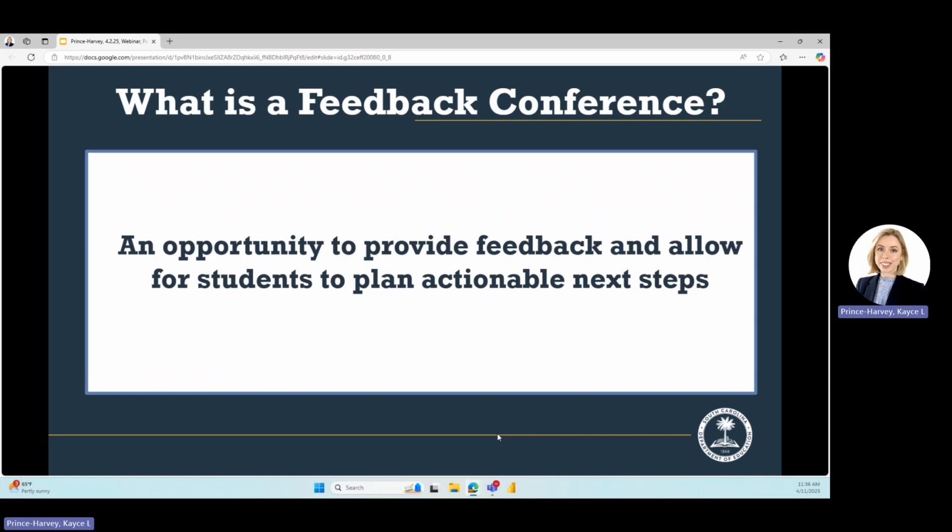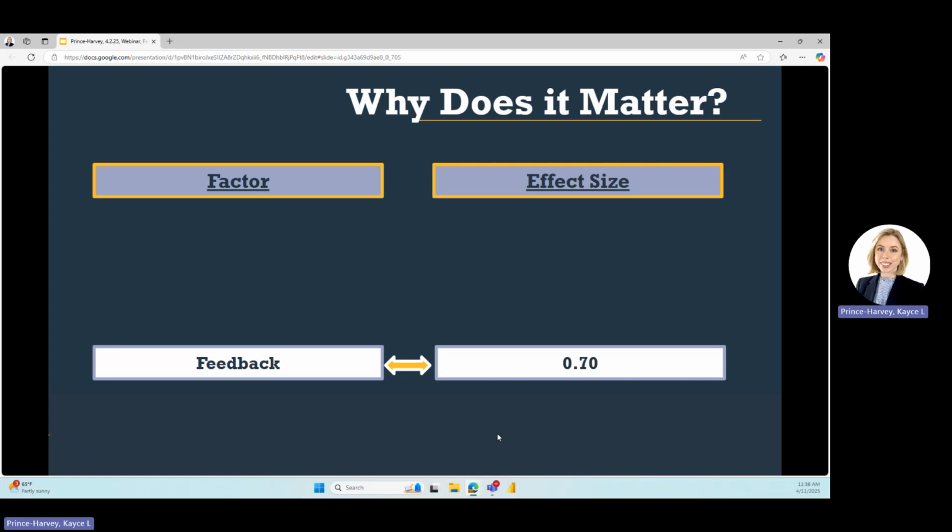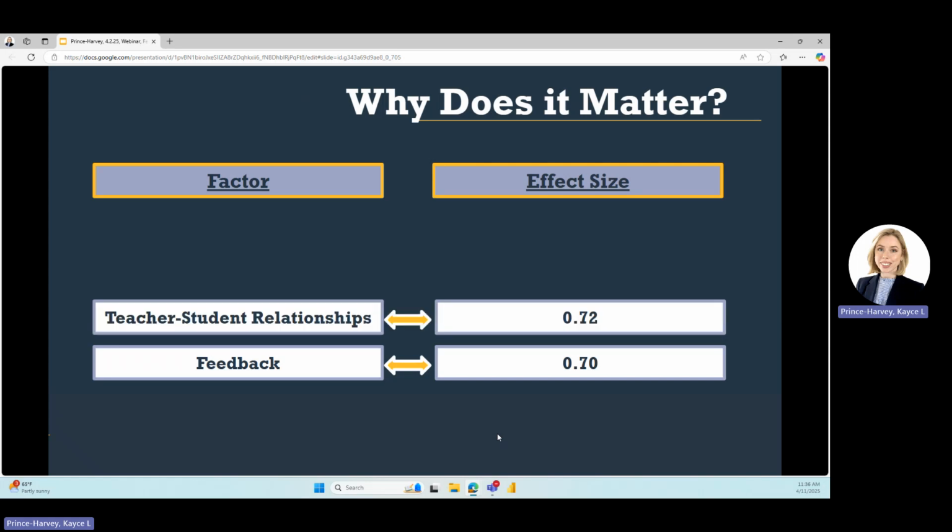A feedback conference can look a variety of ways. There's no one right way that a feedback conference needs to look. But why does it matter that we have an opportunity for a feedback conference? Well, while we talked about the effect size of feedback according to John Hattie's work, which is a 0.7, feedback conferences provide an opportunity to incorporate additional factors also with high effect sizes. So feedback has an effect size of 0.7, but if we're taking part in a feedback conference, that means that we're also building teacher-student relationships, which has an effect size of 0.72.